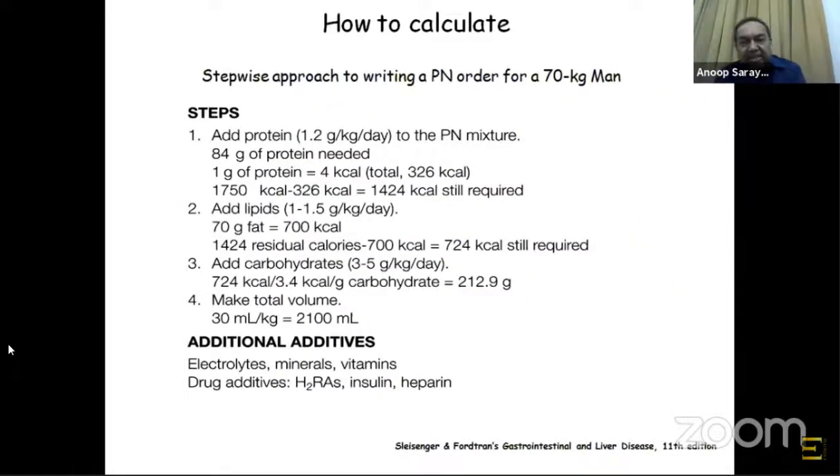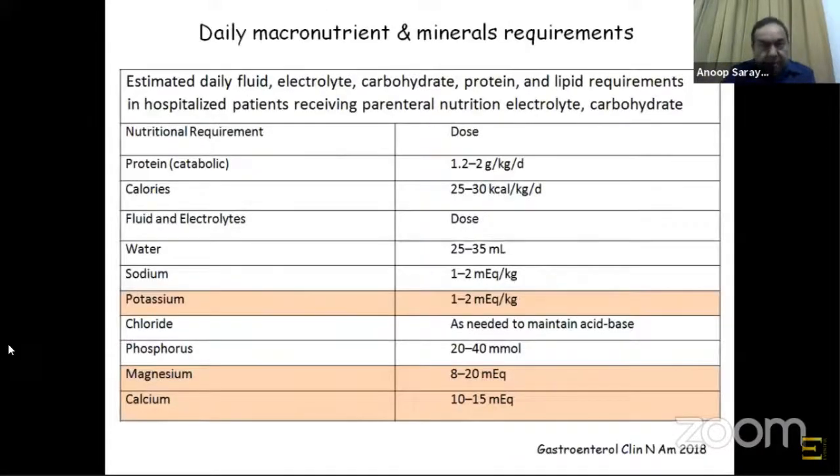So how do we write a prescription for a 70 kg patient? Add protein 1.2 gram per kg per day to the mixture; 85 grams of protein is needed. Add lipid as 1 to 1.5 gram per kg per day, and carbohydrate 3 to 5 grams per kg per day. Then make the total volume 30 ml per kg, and we can add electrolytes, minerals, vitamins, and other things as well.